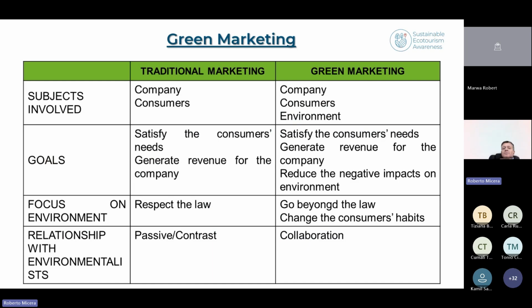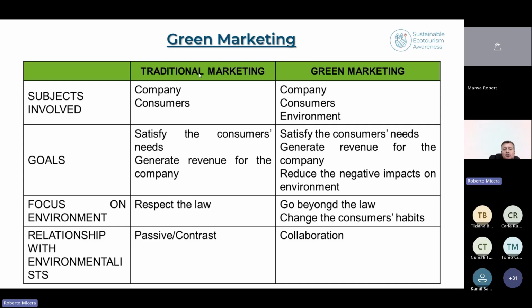If we consider the differences between traditional marketing and green marketing, we say that in the subjects, we have the environment as a new subject, more than the traditional market, in which we have the company and the customers. Goals: in green marketing, it's important to satisfy the customer needs, as in the traditional market, and generate revenue for the company, as in the traditional market, but we also focus on reducing the negative impacts on the environment. Focus on the environment in traditional marketing is probably linked to respect for the law. But now we go beyond the law, and also change the customer habits.